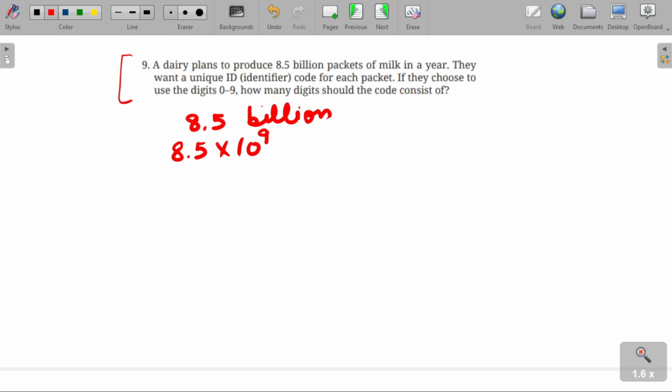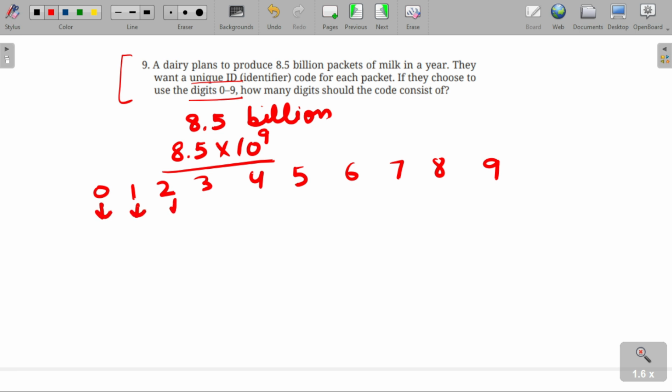8.5 billion means 8.5 into 10 raised to power 9. Second thing, they need to use a unique ID with the use of digits 0 to 9. So 0, 1, 2, 3, 4, 5, 6, 7, 8, 9. And for that identifier, each digit has 10 choices. To choose any code, every digit has 10 choices.